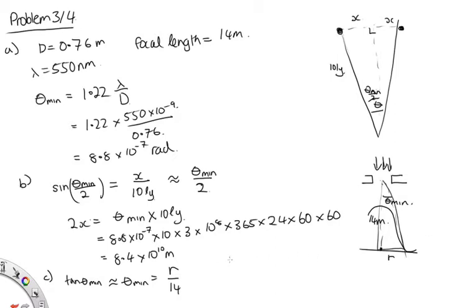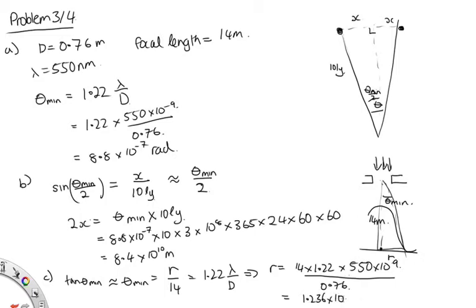We know from our Rayleigh criterion that theta min is equal to 1.22 lambda over d. So this tells us that the radius is equal to 14 times 1.22 times 550 nanometers over the diameter, which is 0.76. So solving this, we end up with 1.236 times 10 to the minus 5, which tells us that the diameter, 2r, is equal to 2.5 times 10 to the minus 5 meters. So that gives us the diameter of the first dark ring.